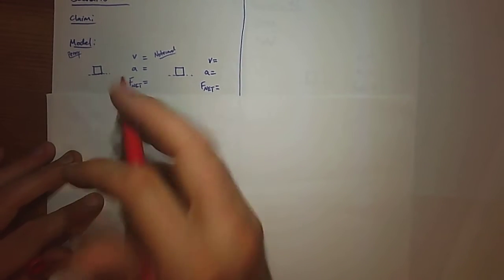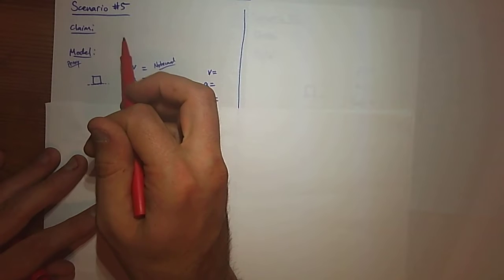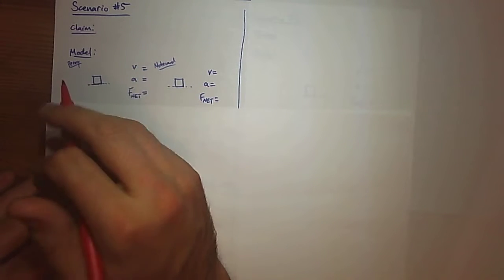I'm going to first draw a model of what's happening with the penny. Oh, by the way, I do need to make a claim in this situation. But let's say I just don't know what's going to happen yet. We could use the model to help us figure that out.